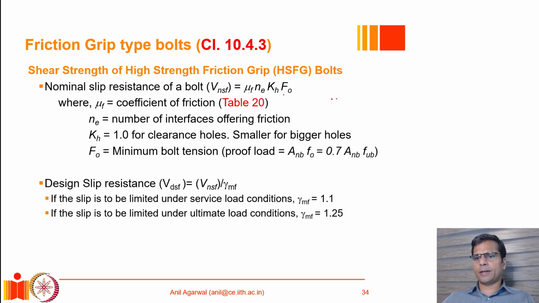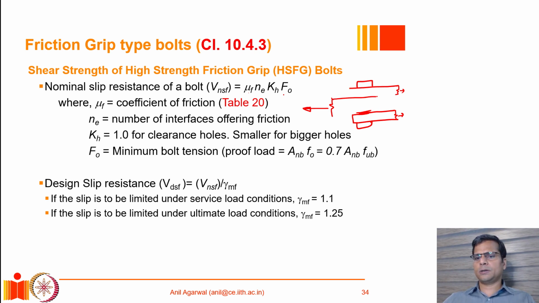For example, if I have this lap joint that we have seen before as well, and there is a bolt connecting these three plates together and it is pre-tensioned, then for the middle plate to be able to slip out, we need to overcome friction at these two interfaces, at these two planes, right? So there are two such planes where the friction is acting.